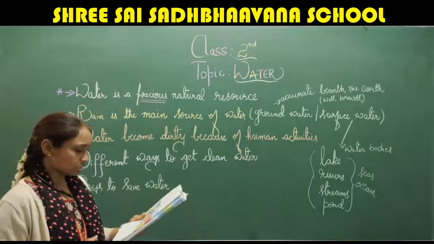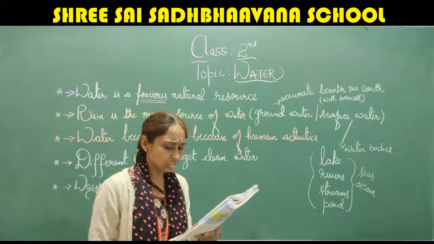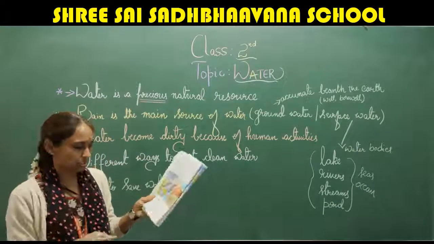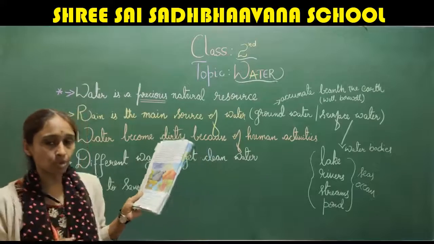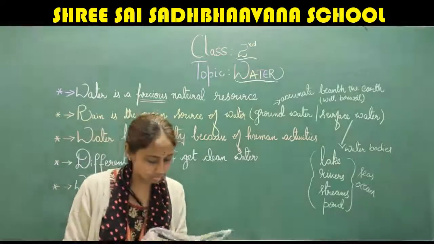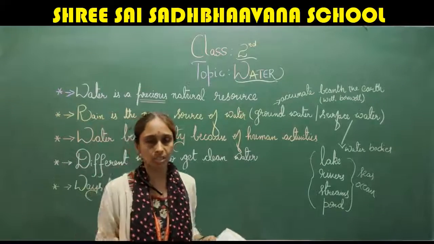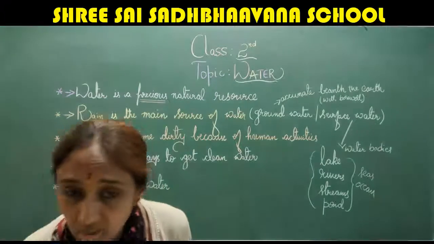On page number 36 you see: water becomes dirty because of the following activities. Here, following means we have some points, and one by one we'll look into them. Throwing garbage into the water bodies, that is the main thing.